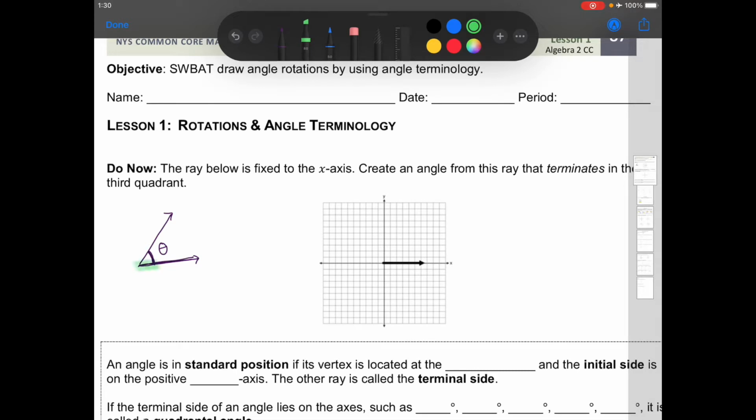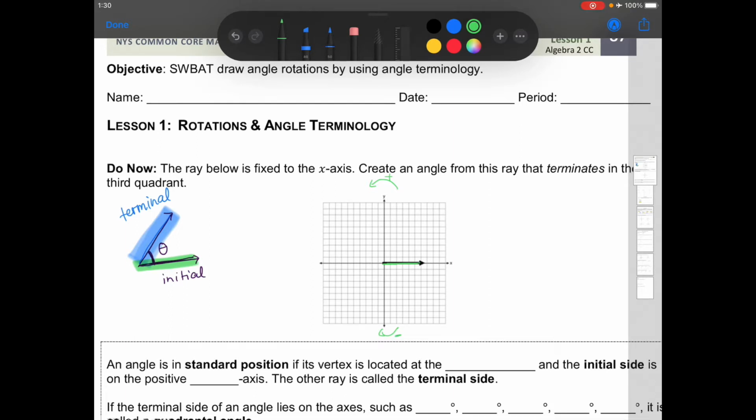This side of the angle, I'm going to highlight it. This side is called the initial side. And this one is called the terminal side. So what happens is your initial side is always glued to the x-axis, like it is glued here, right? And our angles, if they go in counterclockwise direction, they are positive. If they go in clockwise direction, they're negative.